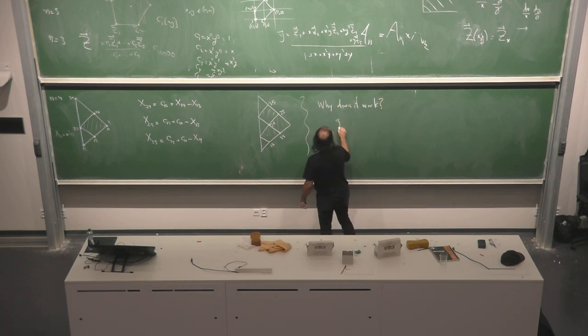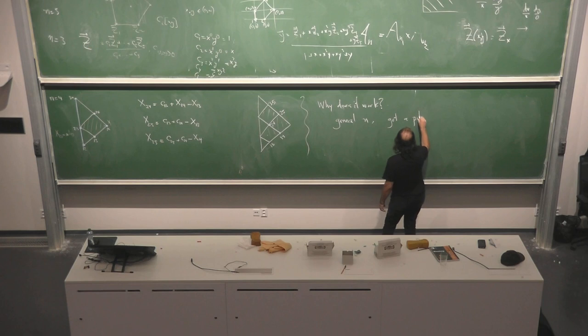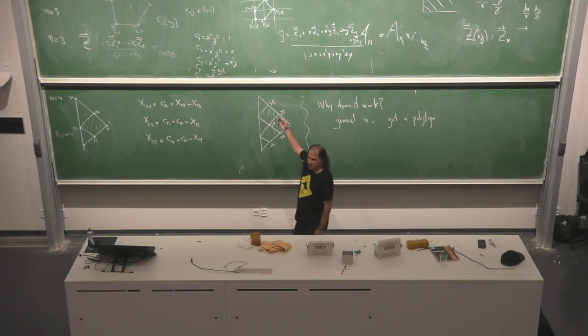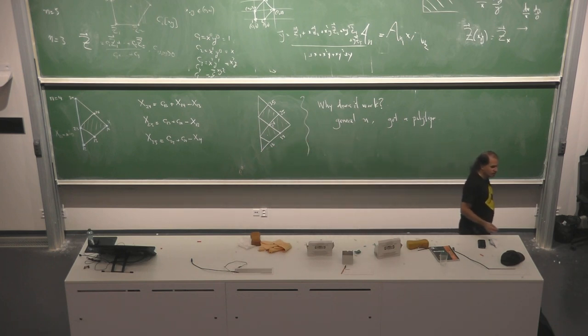So clearly for general N, we're always getting a polytope. Basically, by construction, right? I have a bunch of linear equations. I'm asking everyone to be positive on these linear equations.